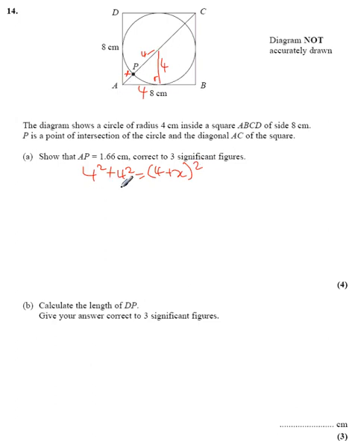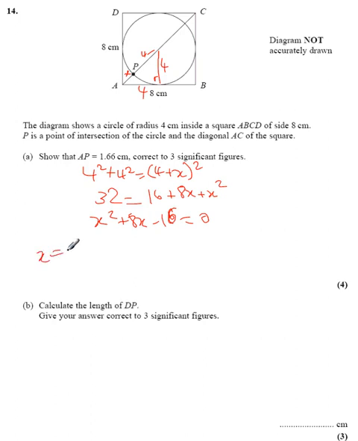So we get 16 plus 16, which is 32, equals 4 times 4, so that's 2 lots of 4 times x, plus x squared. And if we rearrange that, we get x squared plus 8x minus 16 equals 0. And then we can apply the quadratic formula. I mean, you could try and factorize this, but you can't actually factorize it.